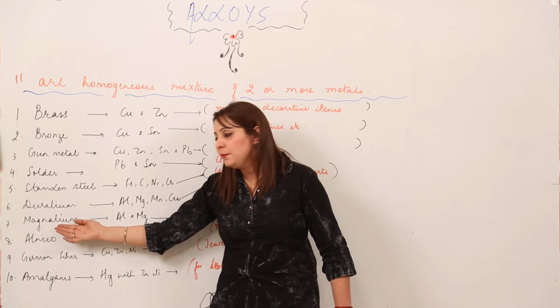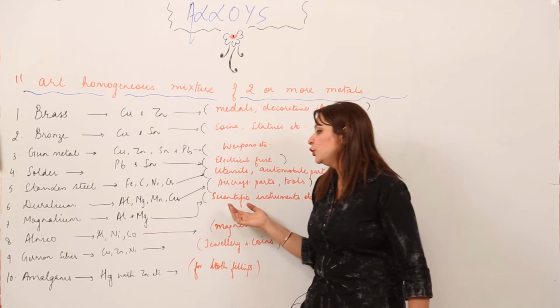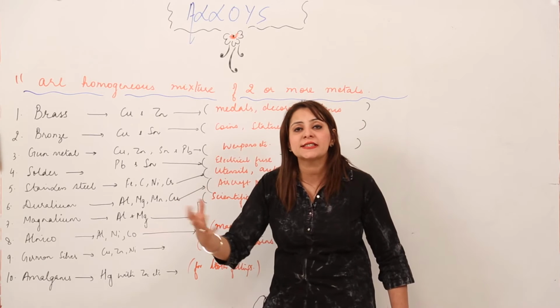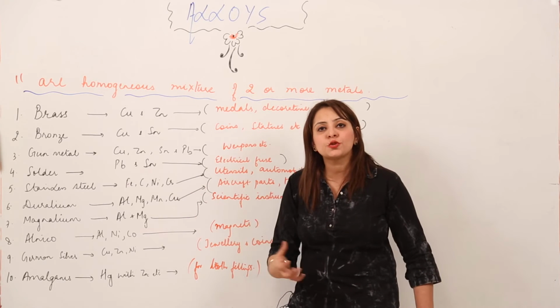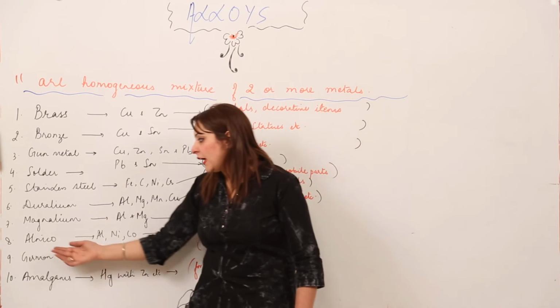Next is Magnalium. Again it is an alloy of aluminium mixed with magnesium. It is used for making scientific instruments, the instruments which we are using in the physics lab and chemistry lab. Those instruments are just made out of Magnalium. Next we have Alnico.